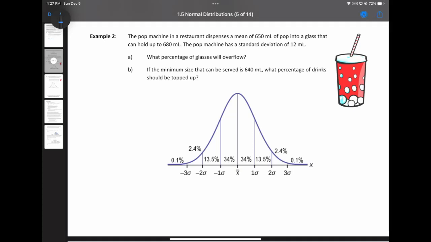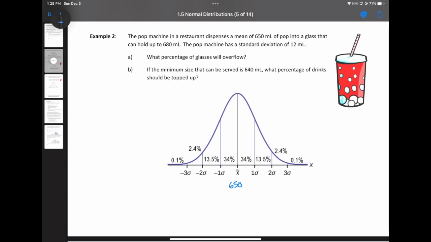So here's what we're going to do. We're going to take our standardized normal distribution graph, which just has the mean plus and minus 1, 2, 3 standard deviations, and the percentages on it. And this is the beauty, that's a universally true normal distribution graph. Now we're going to apply onto it our situation, which for the pop dispenser is going to be 650 milliliters for the mean, and then every standard deviation is going to add or subtract 12.